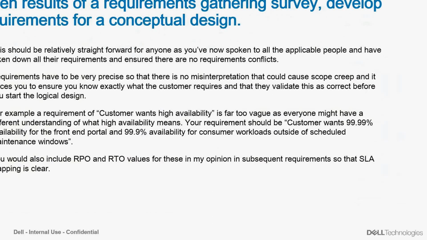So you're also going to be careful that if you're doing availability, you're not going to be impacted by scheduled maintenance windows. Sometimes customers come in and say, well, if there's downtime, that's downtime to my customers. You promised me this amount of availability, but oh, by the way, we need to shut this down because I want to add something new. So you've always got to clear that out and make it very clear that you don't have scope creep. And you would also include RPO and RTO values for these, in my opinion, so that the SLA mapping is very clear.